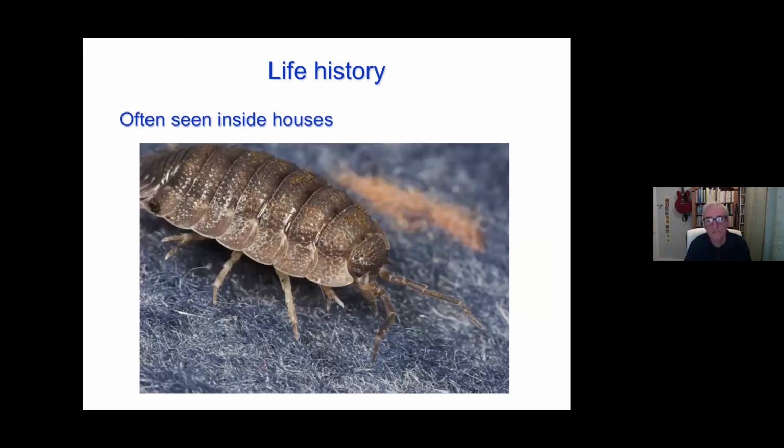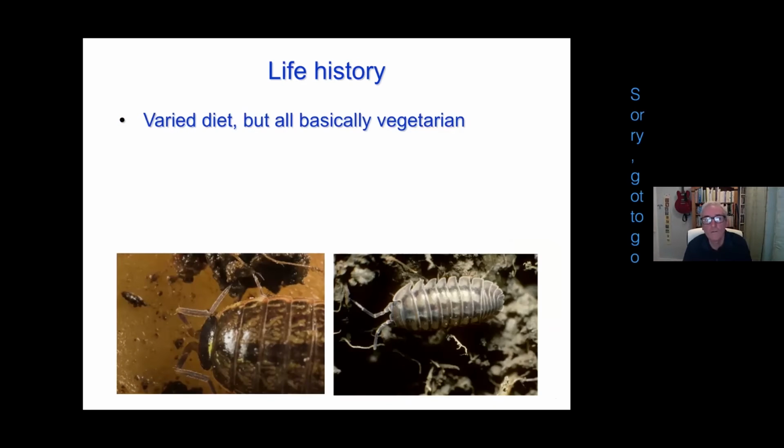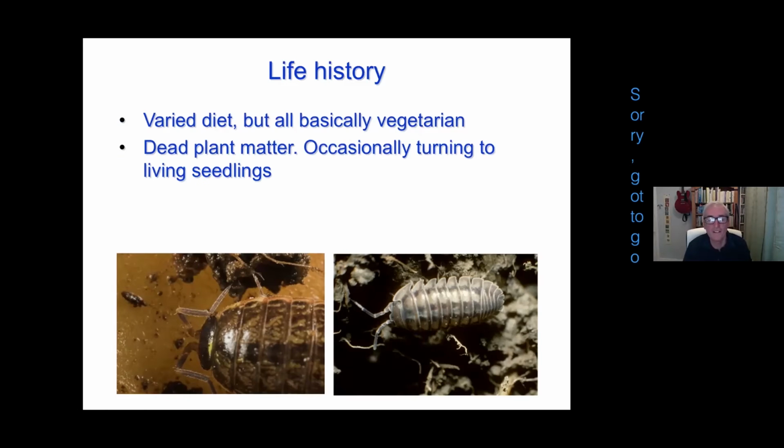I've mentioned enough times already that they will be seen walking across a carpet. It's a hostile environment for them. They don't want to be there. They want to be in damp, moist environment where there's food to eat. They're basically vegetarian. The diet is almost entirely vegetarian. They like to eat dead plant matter. I mentioned that they might eat seedlings if that's what's available to them.